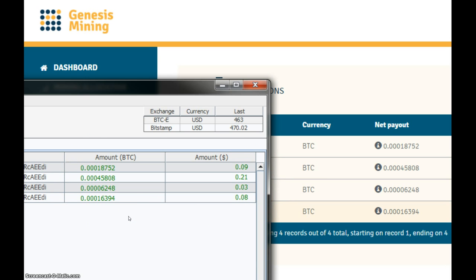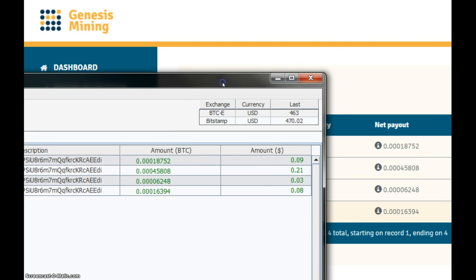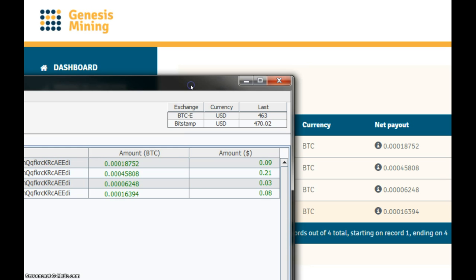So I hope you found that useful for the Genesis Mine, and obviously, like I said, I will be posting these numbers down in the description as well, so do not despair. What I'm going to do now is go straight away and have a look at the payments that I got today with my Hashlets.